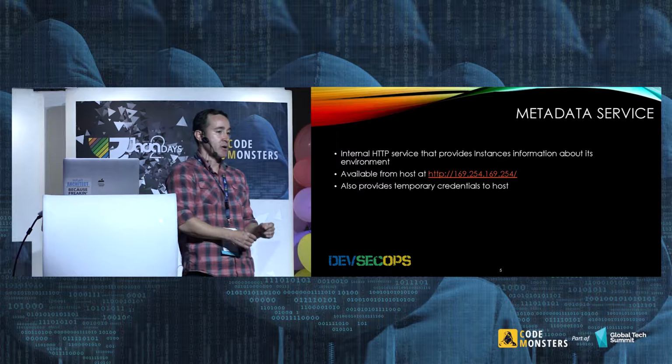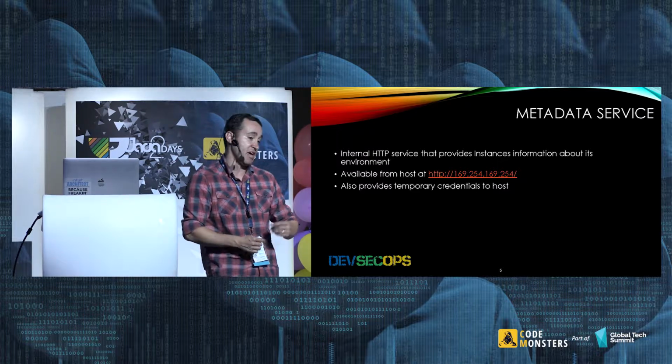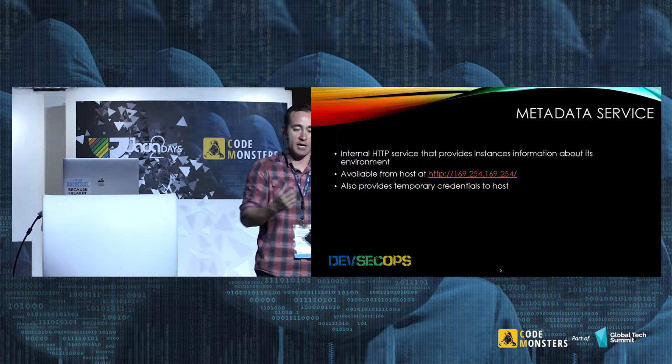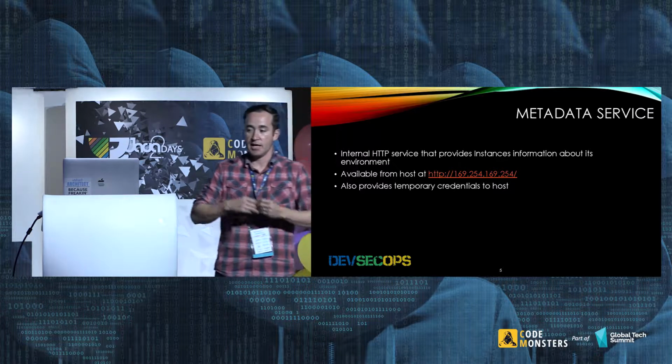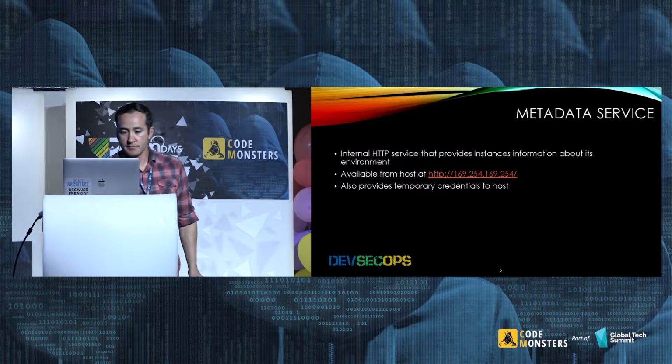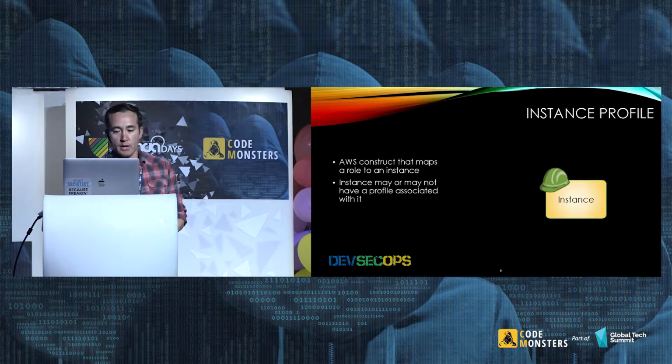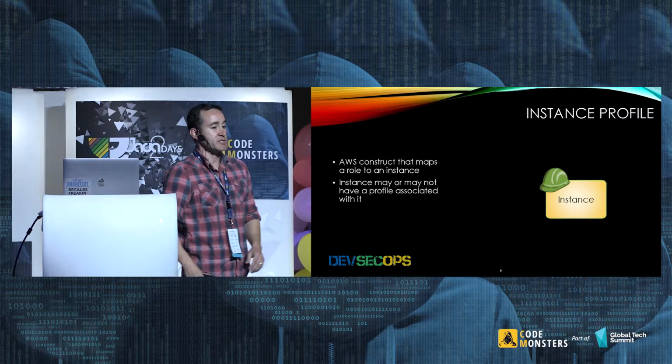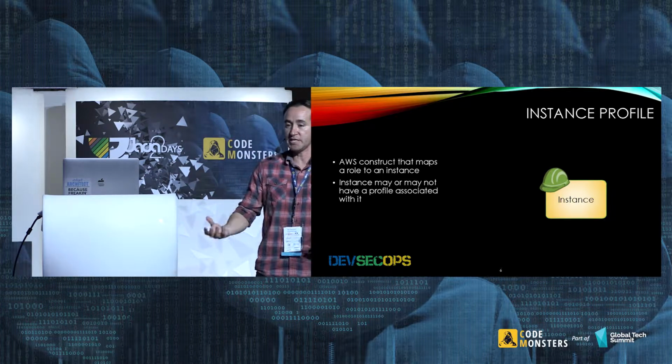So any SDK or any program that needs to access, say, S3 can quickly get credentials, make that API call, and then sort of forget about those credentials, right? Because they're temporary. So an instance profile is simply a construct that maps a role to an instance.